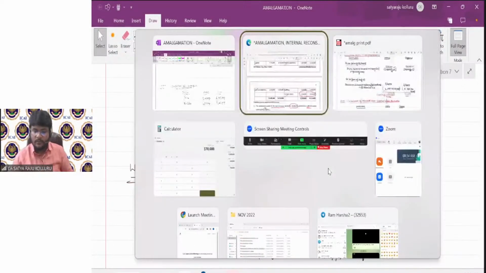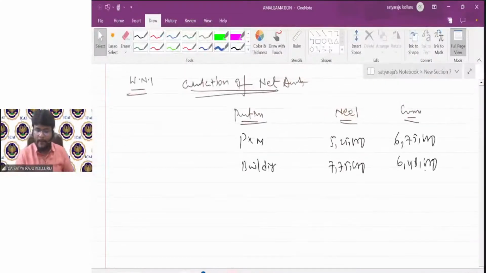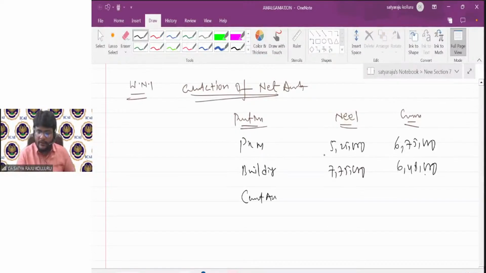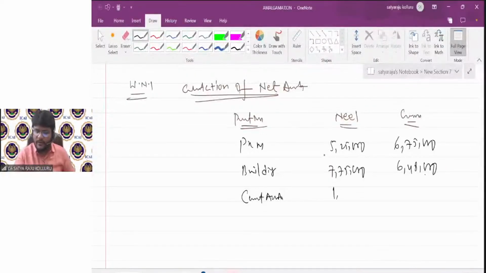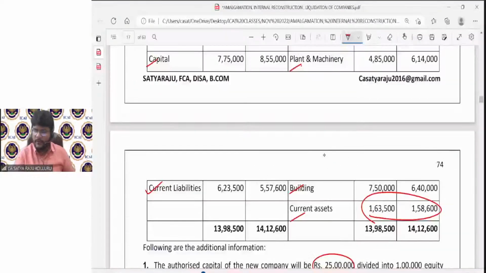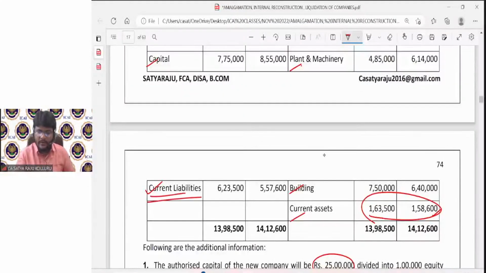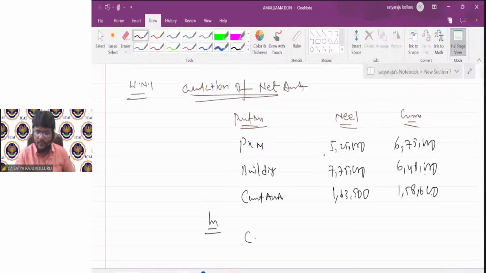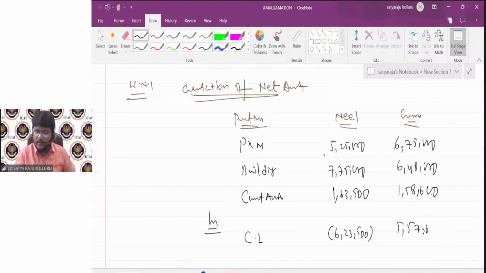Just a second. One note was hanging. Yeah. Now you can go to the current assets. So please consider the as-it-is figures of the current assets: 1,63,500, another one is 1,58,600. Less liabilities. Come to the liabilities. Only current liabilities exist: 6,23,500, and for Gagan, which is 5,57,600. Please, all of you, net assets.